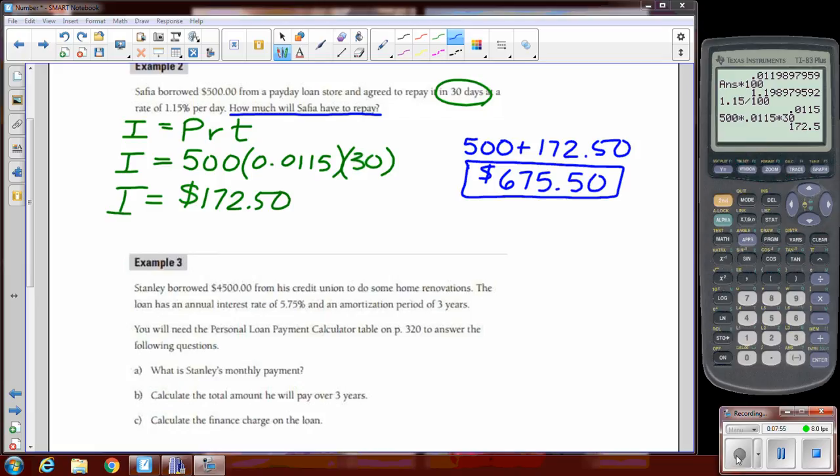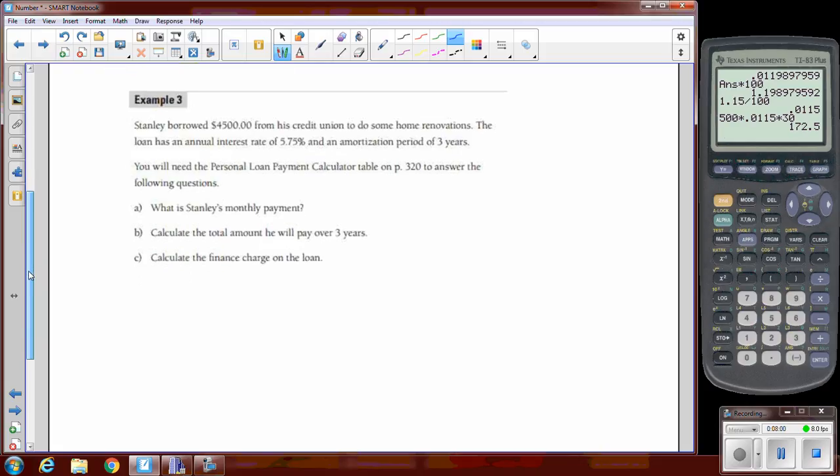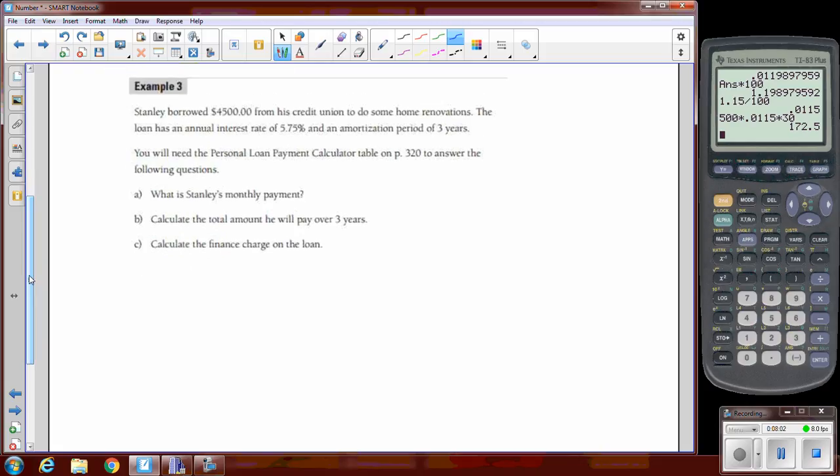The last example we're going to look at is borrowing money from a bank on a loan. And we have this gentleman named Stanley, and he borrowed $4,500 from his credit union to do some home renos. The loan had an annual interest rate of 5.75%. He's borrowing $4,500, and he needs to borrow it for 3 years in order to pay it back. Now it says you'll need the personal loan payment calculator table on page 320. Well, this is actually on the next page. So we'll look at this right away in this example.